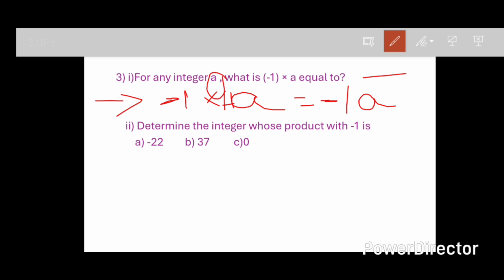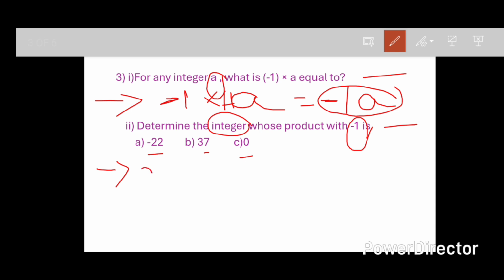That's why the answer becomes minus 1a, or minus a. Okay, yes. Next we should see the second sub-question: determine the integer whose product with minus 1 is the given answer. So what is the meaning of this? We should find one integer. We don't know that integer. If that integer is multiplied with minus 1, then the answer becomes these. Now we should find that unknown integer, what it is.